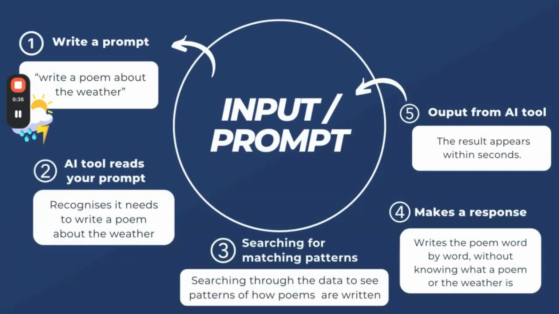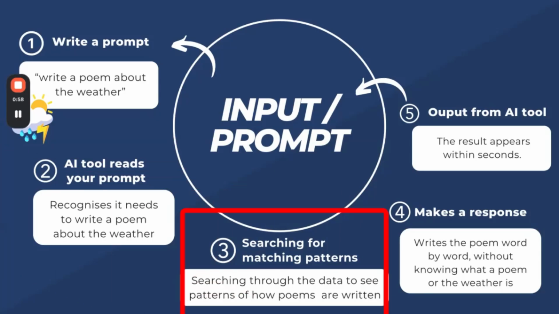So, how does this generative AI actually work? It starts with an input from the user. This is done by typing a message or instruction, similar to typing a question into a search engine. This is called a prompt. An example of a prompt could be: write a poem about the weather. The AI tool scans the prompt and recognizes that you want to write a poem and the topic is weather.